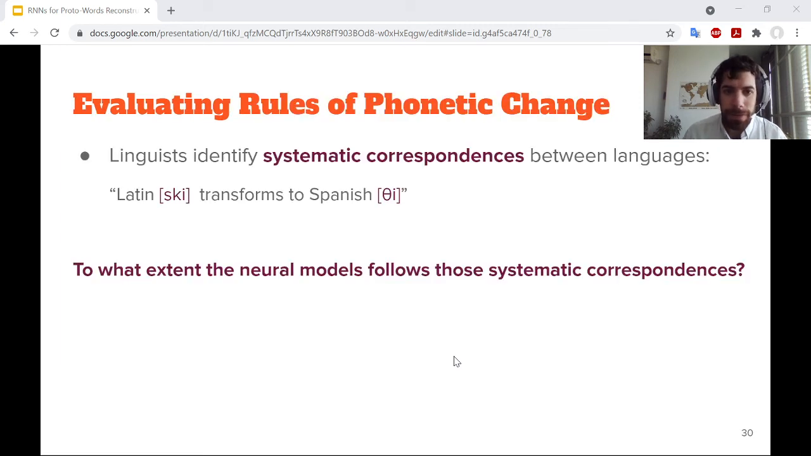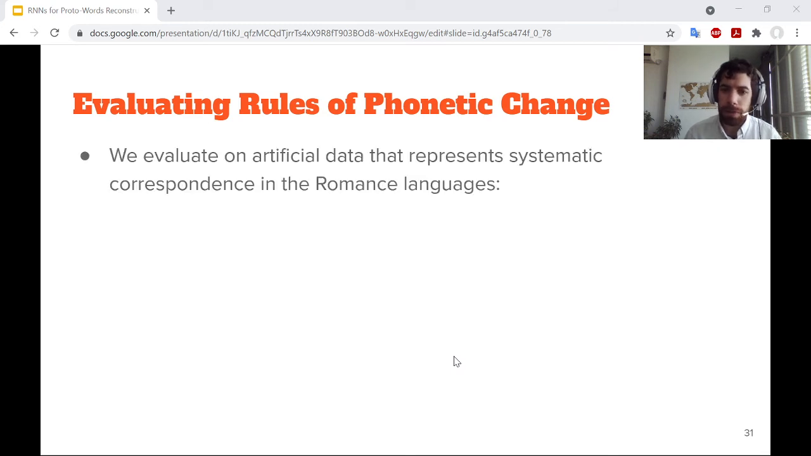We already mentioned that the sound changes between Latin and the Romance languages are systematic. We can formulate them as a set of phonological rules, such as Latin ski transforms to Spanish thi. We wanted to find out whether the network was able to learn those rules. In order to do so, we collected 33 of such rules and created a synthetic test set containing syllable examples, each focusing on a different phonological change.